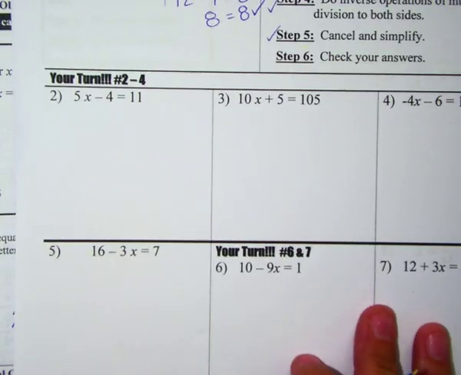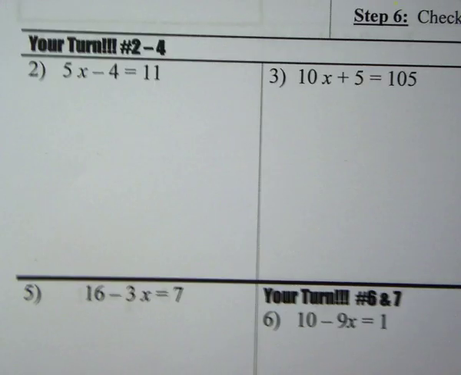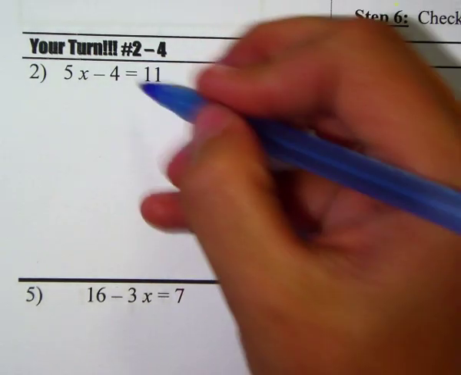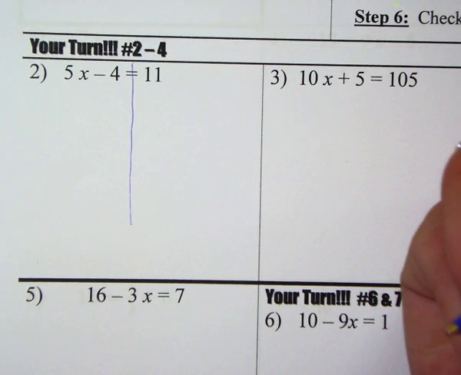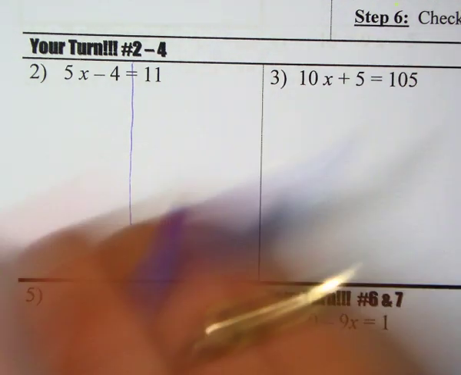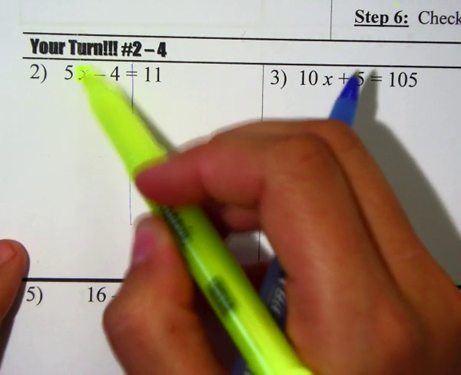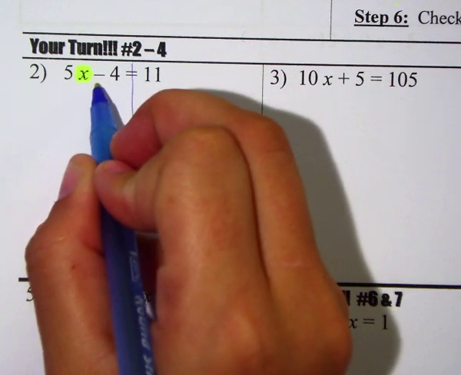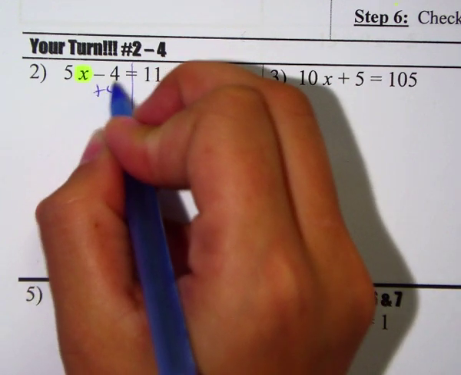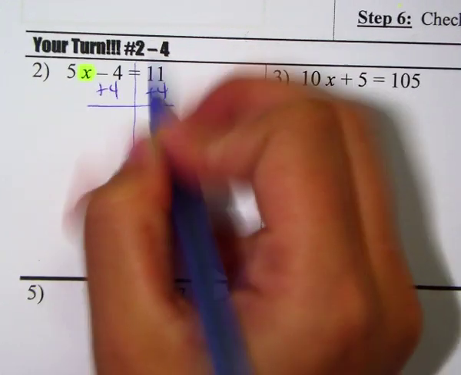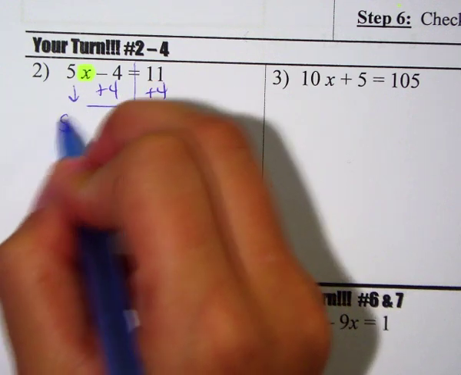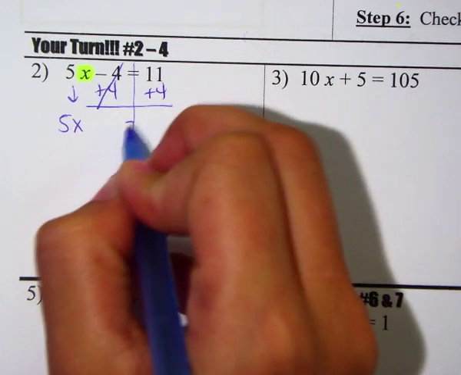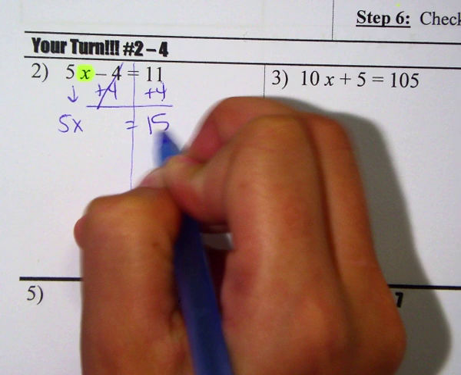Number 2. Let's go ahead and do 2, 3, and 4. Step 1, draw your wall. Step 2, do the inverse operations of addition and subtraction. Again, my goal is to isolate x, so I need to do the inverse of subtraction, which is addition. Rewrite. 11 plus 4 is 15.